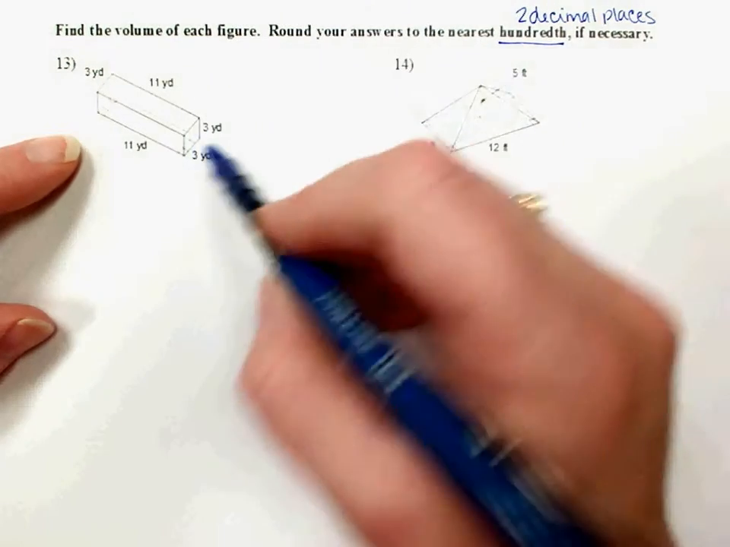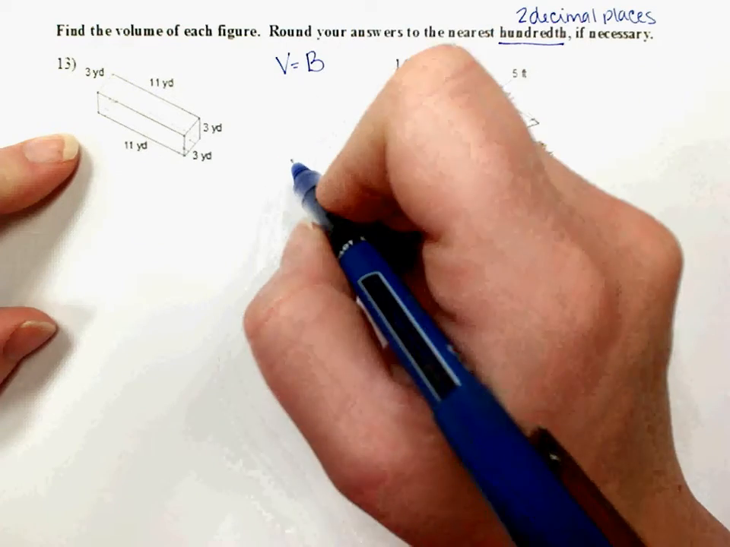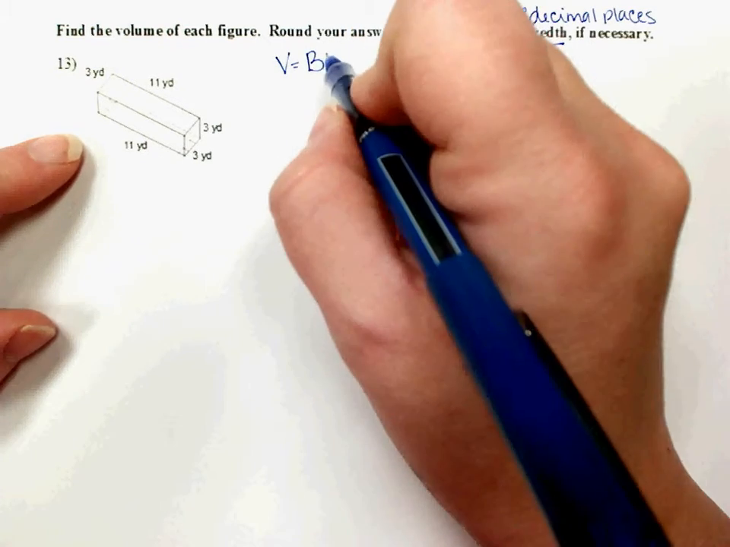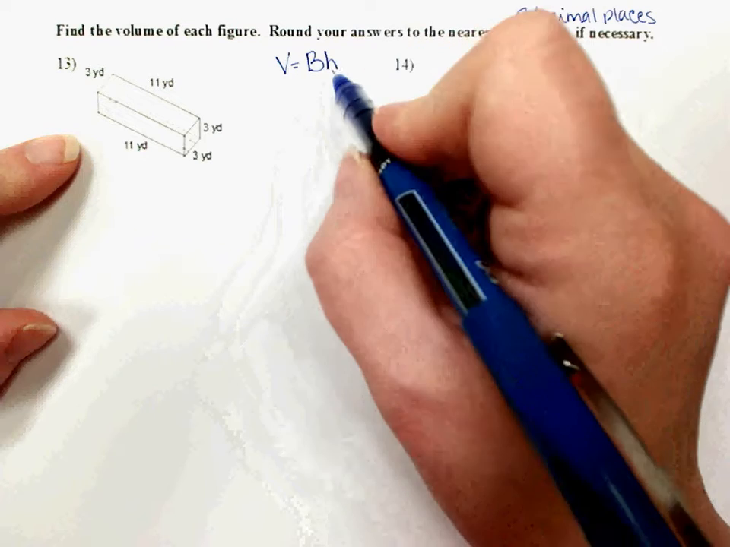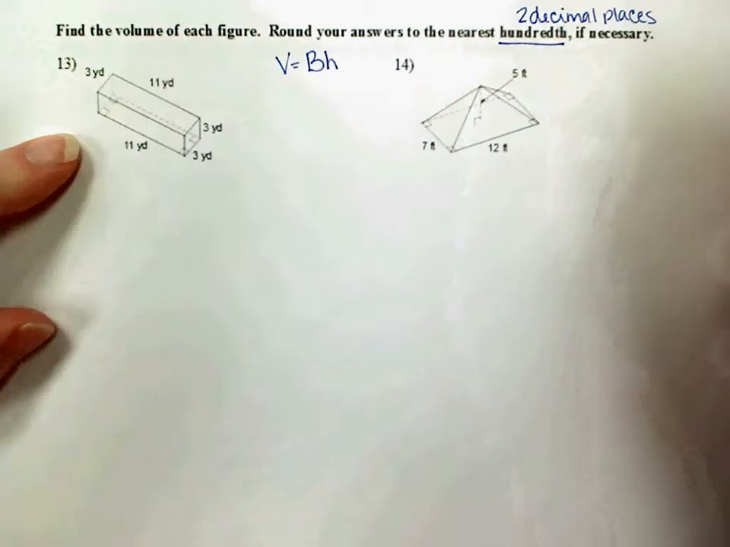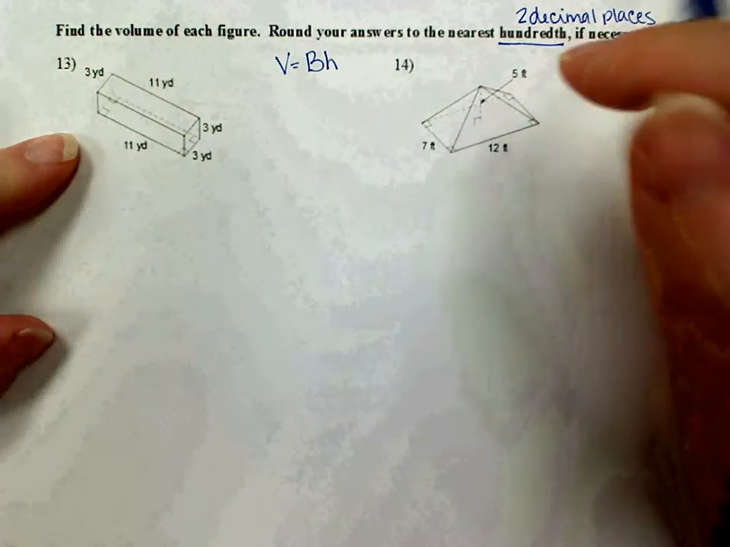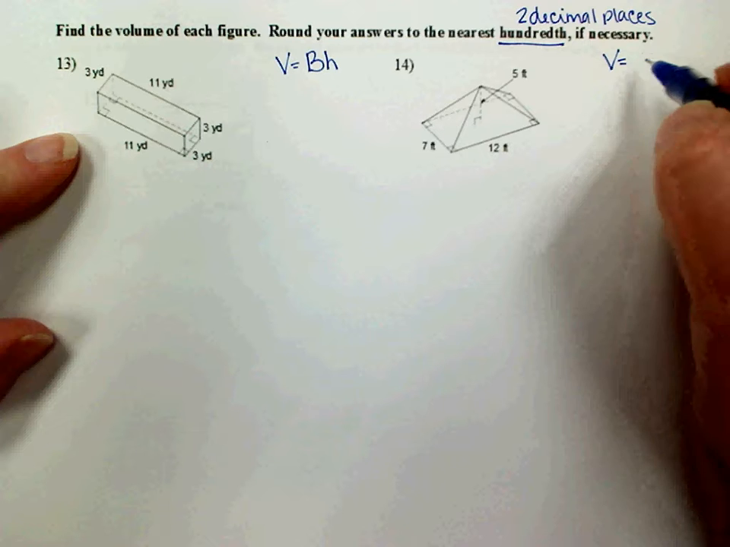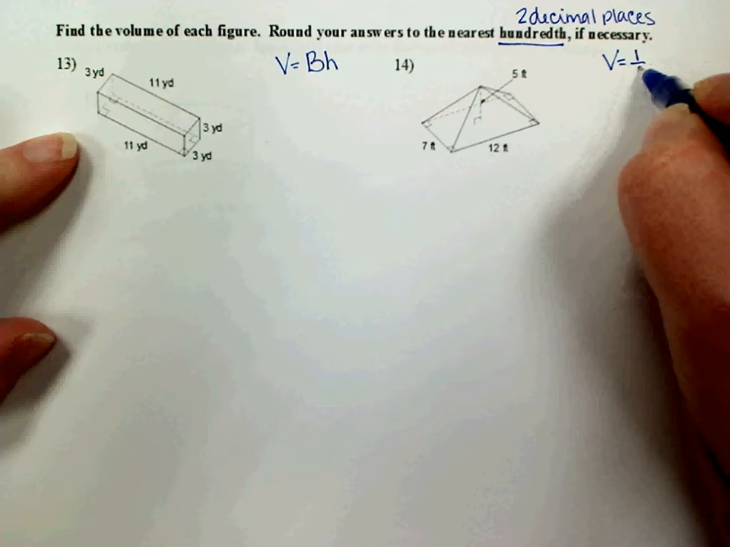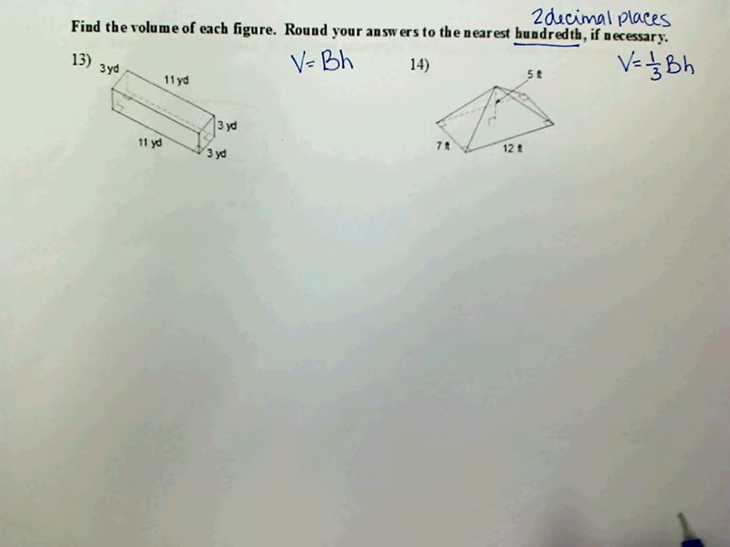For any prism, your volume is going to be the area of the base, so I'm going to use a capital B for base area, times the height of the prism, which remember is the distance between the two bases. For pyramids, it's always a third of that, because remember it took 3 of these pyramids to fill up the prism that had the same base. So 1/3 base area times height for all pyramids and cones.